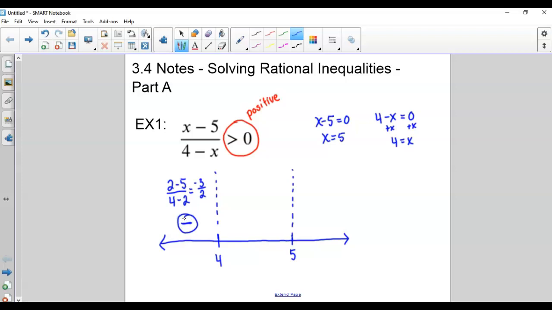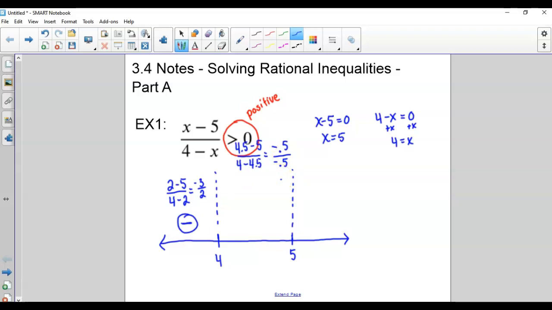All we really care about is whether it's negative or positive. We don't care about what the value actually is, because what we want to know is what makes this expression greater than 0. What makes it positive? Between 4 and 5, the numbers that I can plug in are a little more limited. There's no whole numbers I could use there, so I'm going to use 4.5. So 4.5 minus 5 over 4 minus 4.5 is going to give us negative 0.5 over negative 0.5. And of course, negative over negative here.